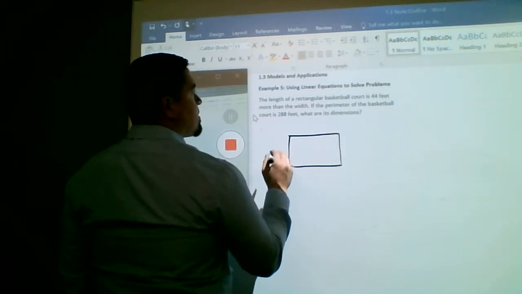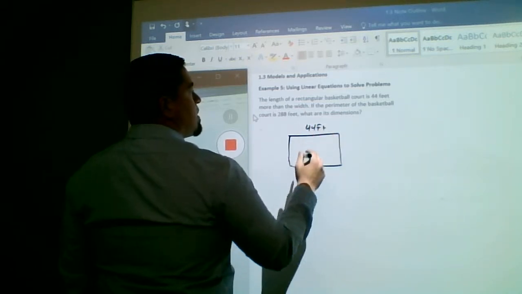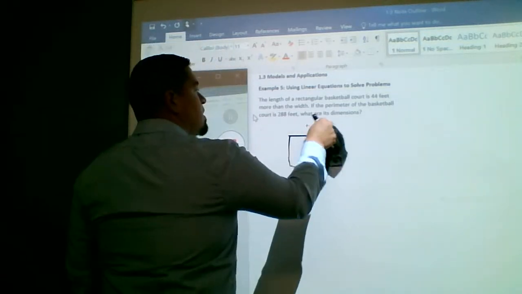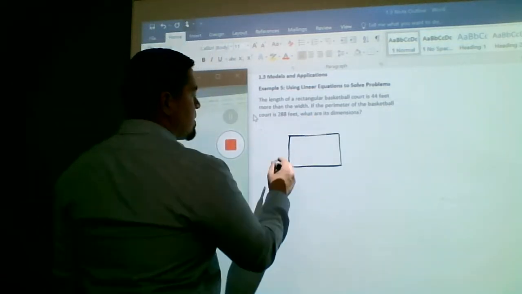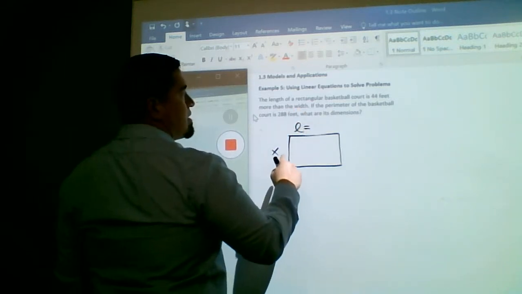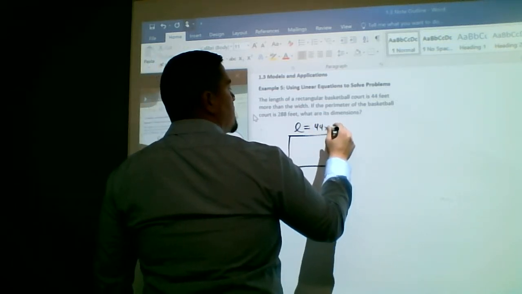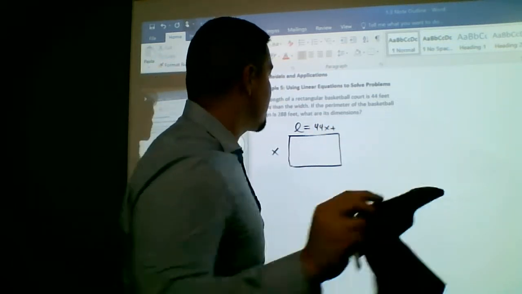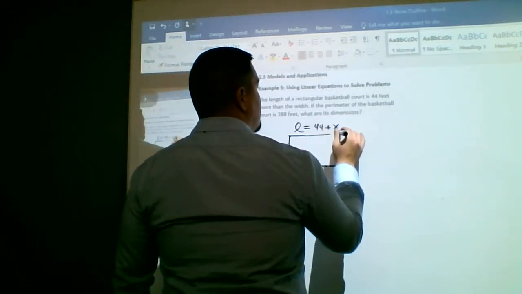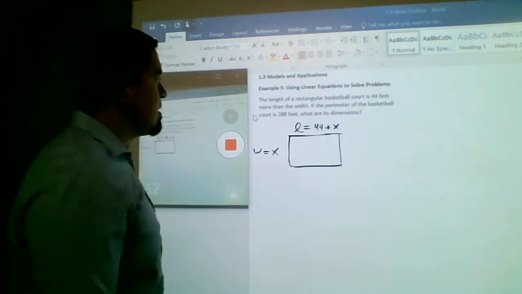So it's a rectangular basketball court. The length is 44 feet more than the width, actually. So the width is the unknown, which is what the length is defined by. So I'll say the length is 44 more than the width. So 44 plus x. So that's the length, and that would be defined by the width.